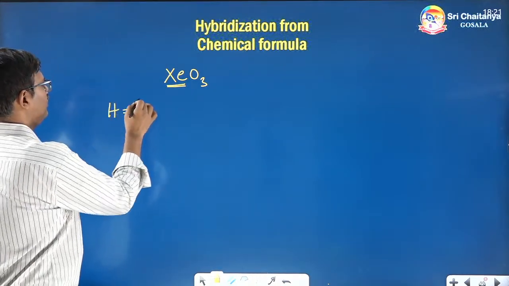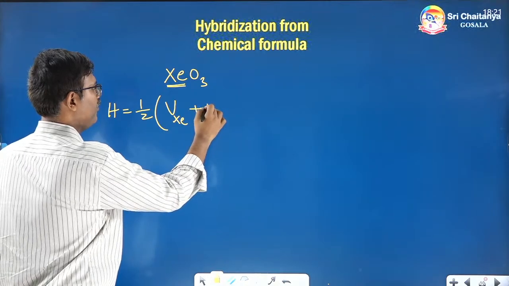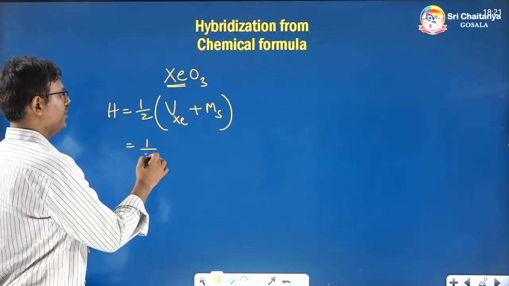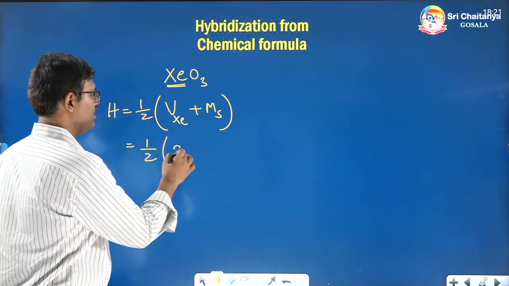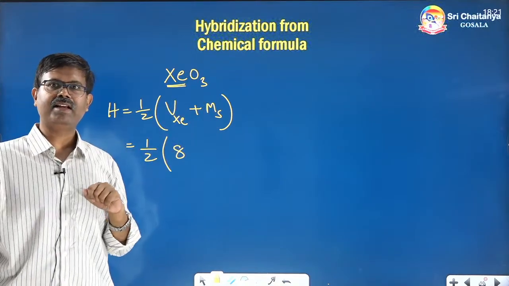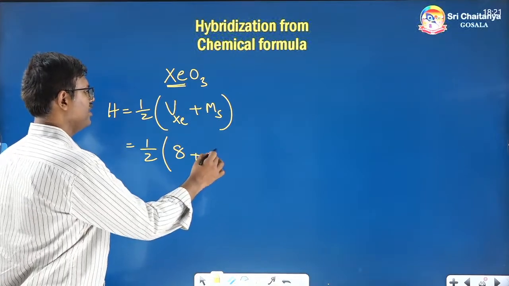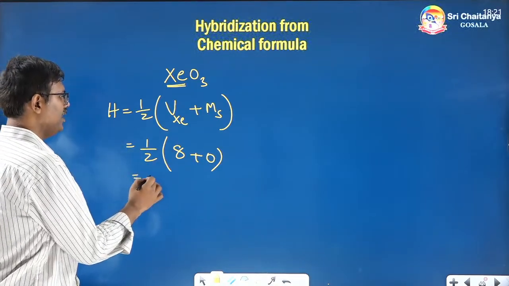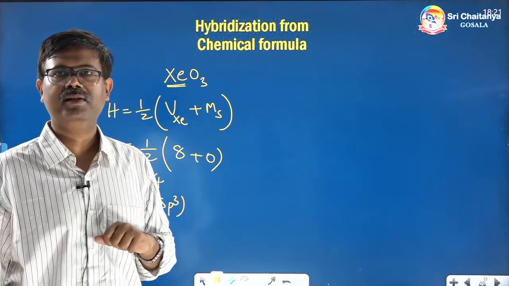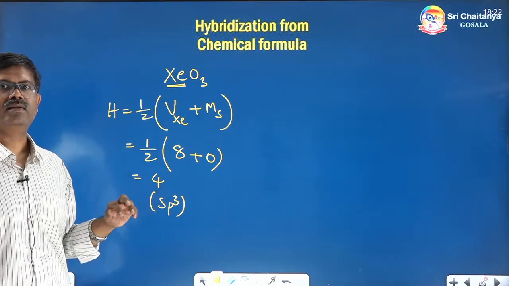So H is equal to half of the valence electrons of the central atom, xenon here, plus monovalent surrounding atoms, and since it is neither a cation nor an anion, both will be 0. Xenon belongs to group 18, so the valence electrons are 8. For monovalent surrounding atoms, oxygens are the surrounding atoms here, and oxygen is not monovalent; only hydrogen or halogens we have to consider. So monovalent surroundings are 0. So 8 by 2 is 4, and 4 means sp3. See, we got the same answer as from the structure. So this is how you have to identify the hybridization. Okay, let's take a few more examples. Let's understand this thoroughly.